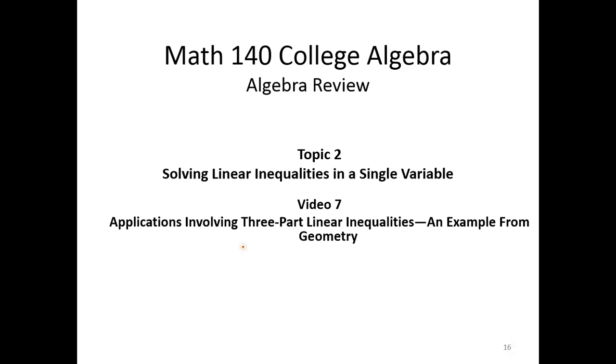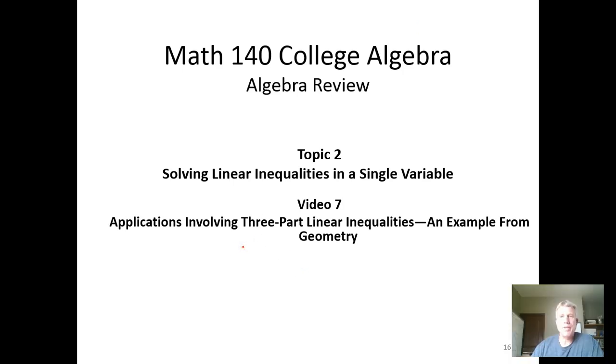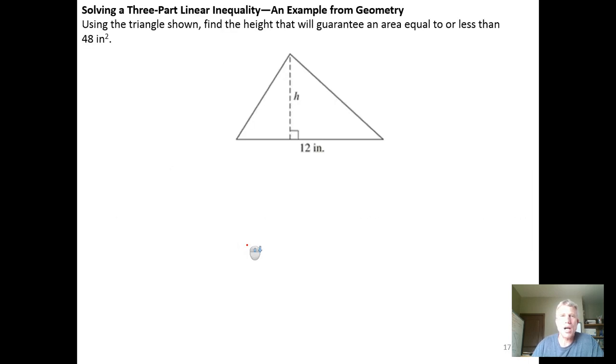So in this video, we're going to look at setting up and solving a three-part linear inequality using an example from geometry. So here it says, using the triangle shown, find the height. So height's the unknown. That will guarantee an area. So we'll represent area with the letter A. An area equal to or less than 48 square inches.